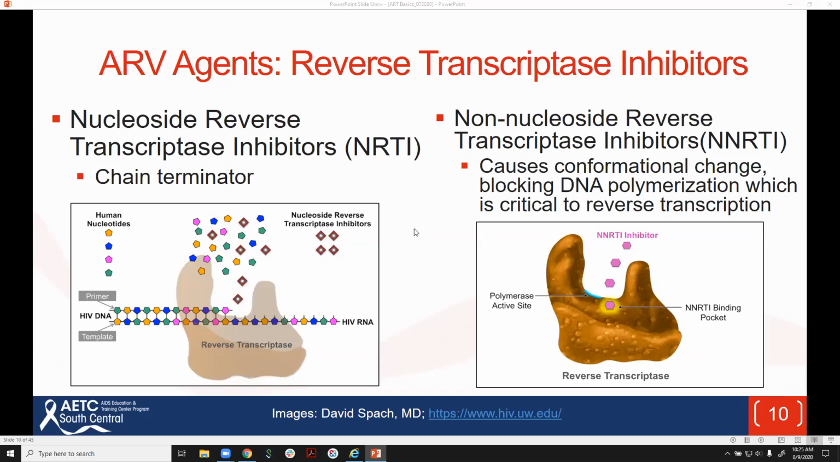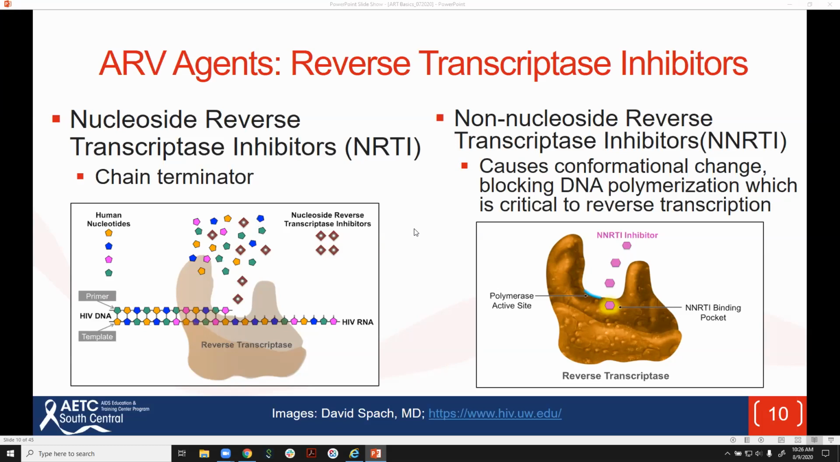What about this key enzyme, the reverse transcriptase, and the two medication classes that inhibit this enzyme? There's the nucleoside reverse transcriptase inhibitor, and really what that does is it mimics the human nucleotide. So it pretends like it's one, but it doesn't have an end group where the other human nucleotides have, and so additional nucleotides cannot be added. And so it's a chain termination. So I think of it as sort of a broken zipper. It just cannot go any further.